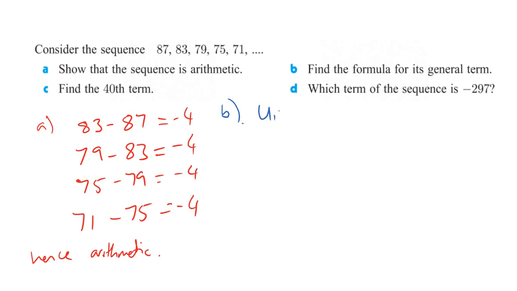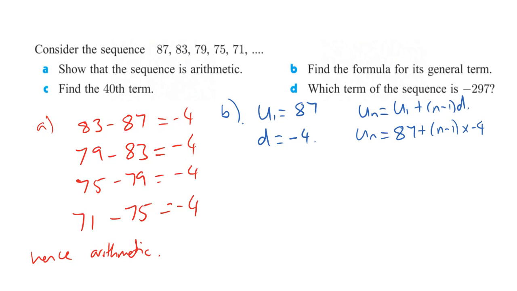So we can see very clearly that U1 is equal to 87. From part A, we can see the common difference is minus 4. So we're going to substitute those numbers into that general formula. So the general formula again is un equal to u1 plus n minus 1 d. Let's pop those numbers in. So we'll have 87 plus n minus 1 multiplied by minus 4. Let's expand those brackets. So we're going to have a minus 4n and a positive 4. So my formula in its most simple form will be 91 minus 4n.